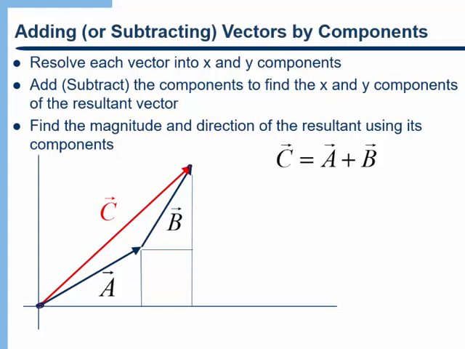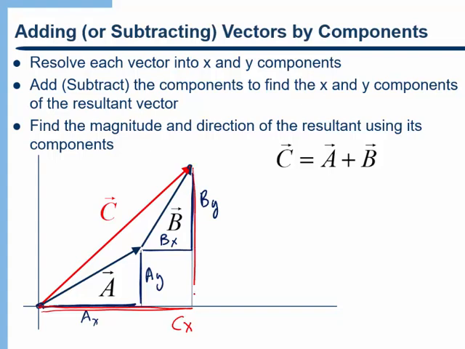You'll notice that what we first have to do is resolve our vectors into their components. So in other words, AX is that. Here's AY. Here's BX. And here's BY. And pretty quickly we can see how to find CX and CY. In other words, CX is going to be this entire length, and CY is going to be this entire length.